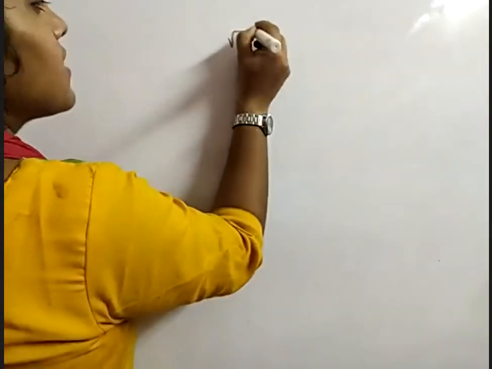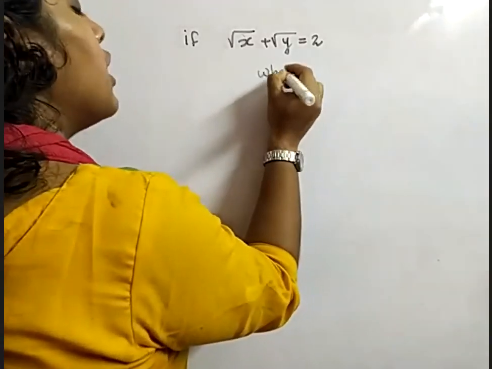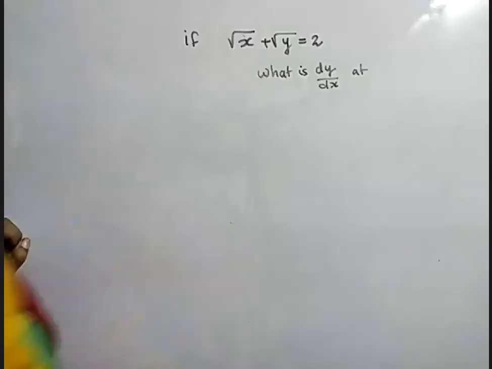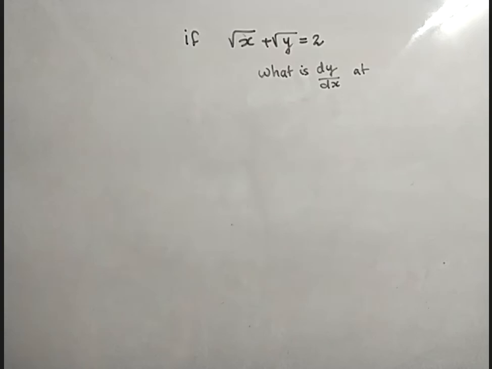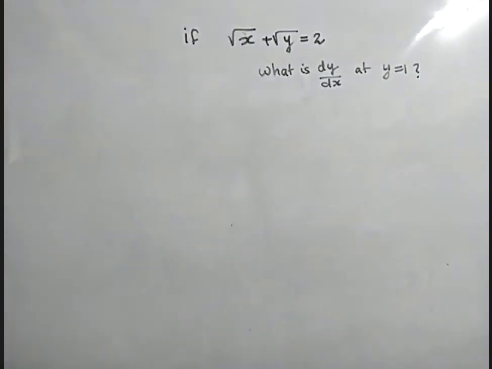Next question. If root x plus root y is equal to 2, what is the value of dy by dx at y is equal to 1? Just try.